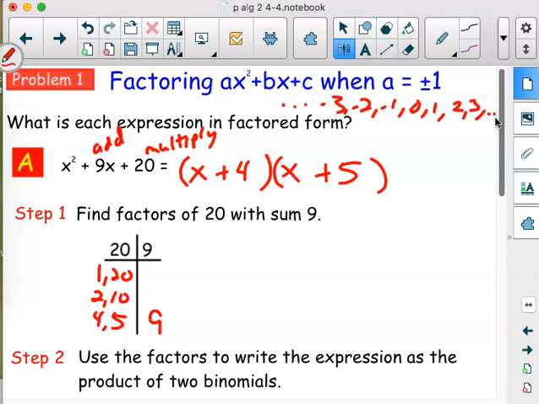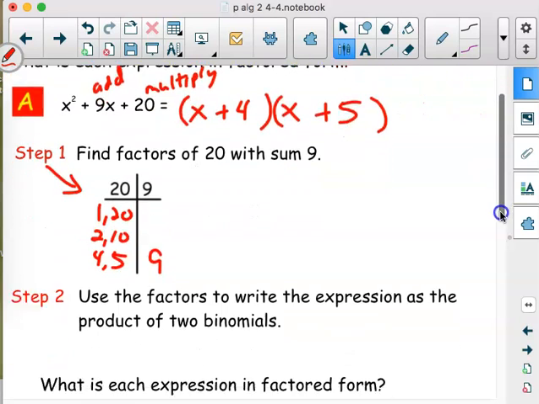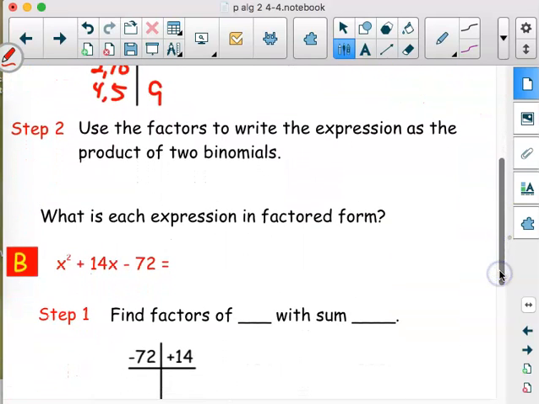And we have it. So sometimes if the numbers aren't coming to you right away, this is a really good method to kind of slow your brain down a little bit, and you might have to grab a calculator and see, okay, what numbers perfectly divide into whatever this is, and go from there. Like it says, step 2 is to use those factors to write that final answer once you've found the two numbers that multiply to 20 and add to 9. All right, in the next one, what is each expression in factored form?